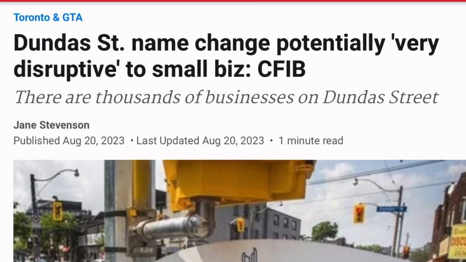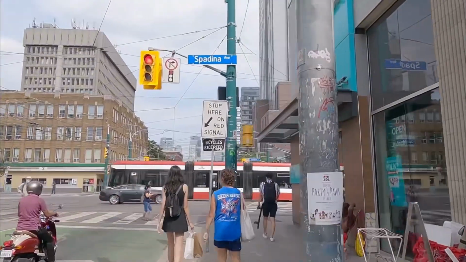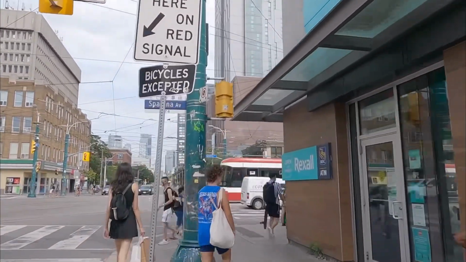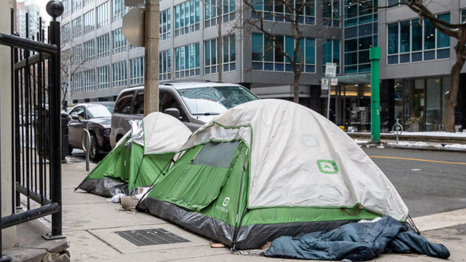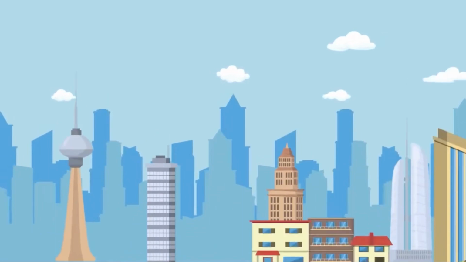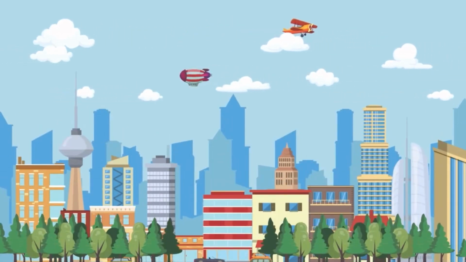Allocating money to a street renaming initiative may not be the best use of public money at a time when the city of Toronto is dealing with a $1.5 billion budget deficit and working to solve urgent issues like housing and homelessness. An equivalent amount of money could be used better and more productively elsewhere.